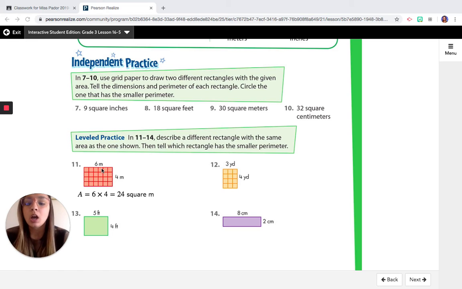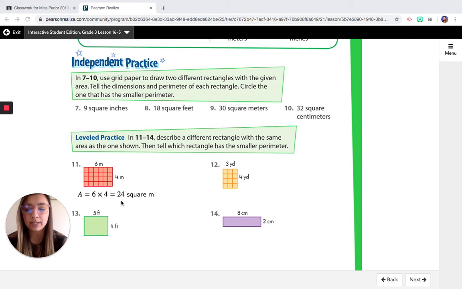So I did my area. I know how to find area: I do length times width. So I went ahead and did 6 times 4, and that gave me an area of 24 square meters. Now, the directions want us to make another rectangle that has the same area. So an area of 24 square meters.